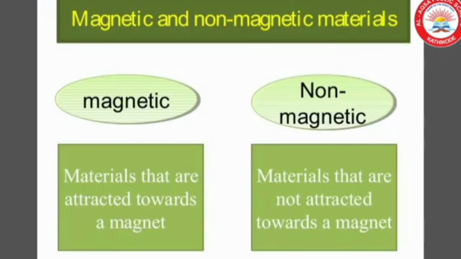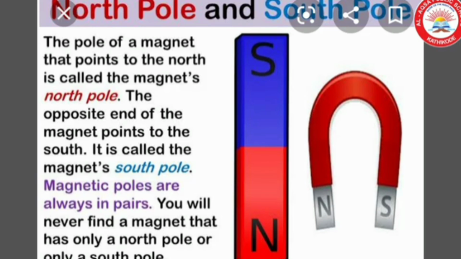Let us conclude today's class. We have studied magnetic and non-magnetic materials. Materials that are attracted towards a magnet are called magnetic materials, and materials that are not attracted towards a magnet are called non-magnetic materials. A magnet has two poles, North Pole and South Pole. The pole of a magnet that points to the north is called the magnet's North Pole. The opposite end of the magnet, which points to the south, is called the South Pole.